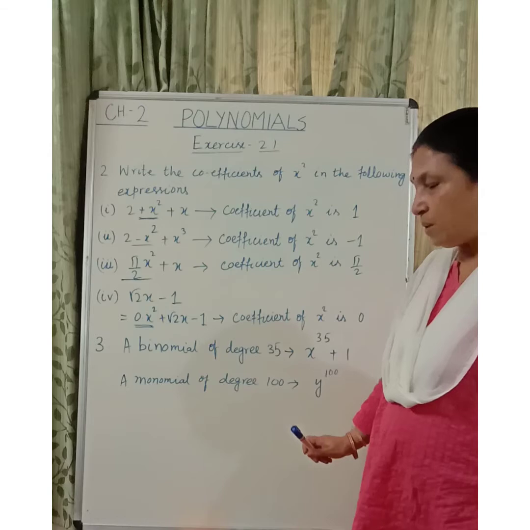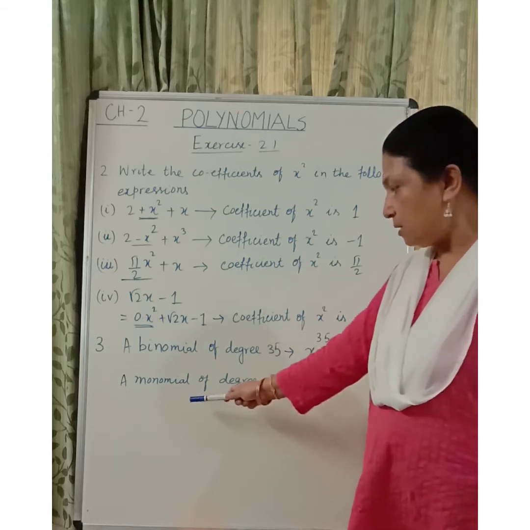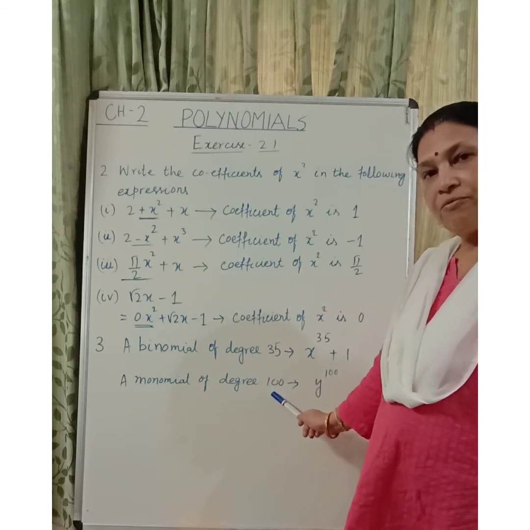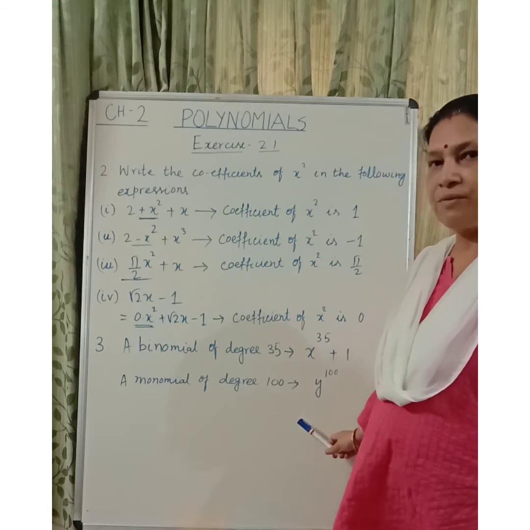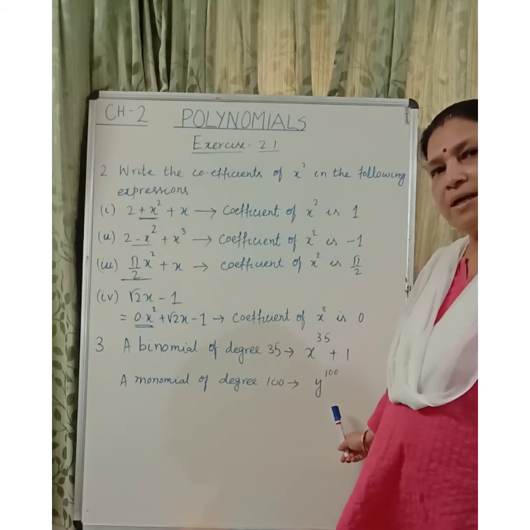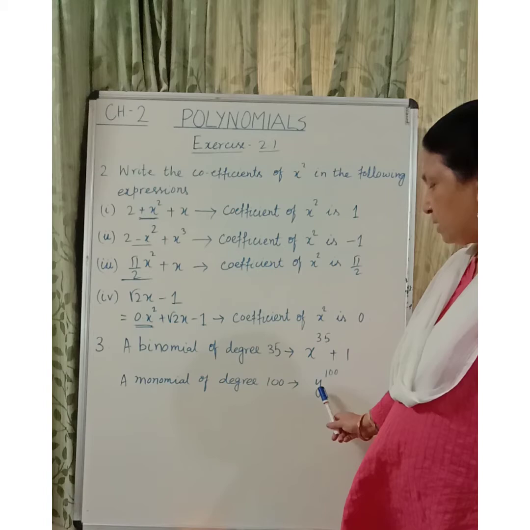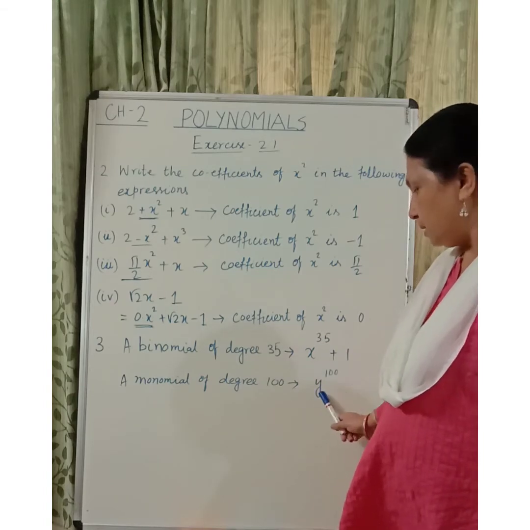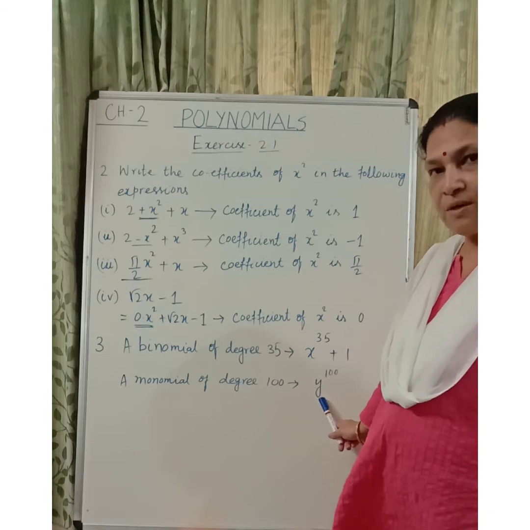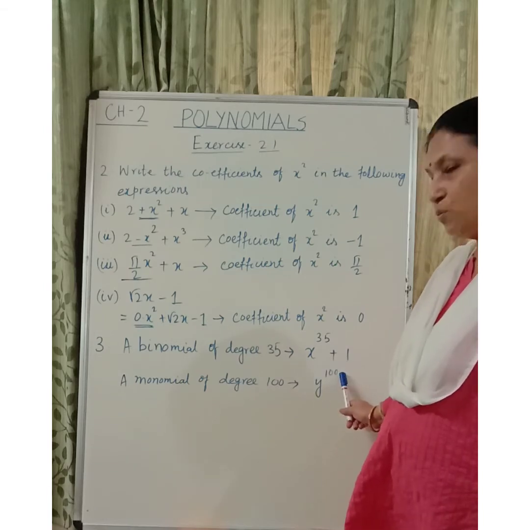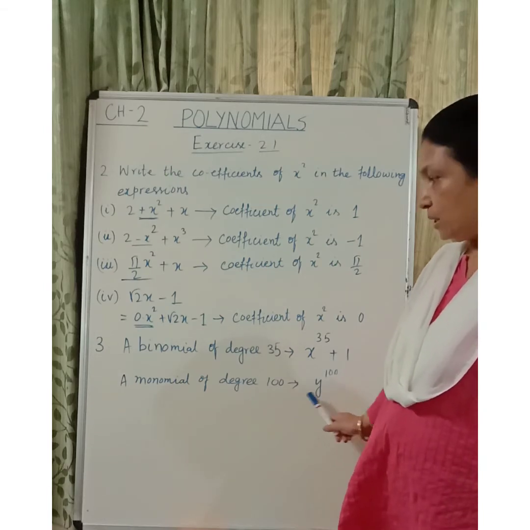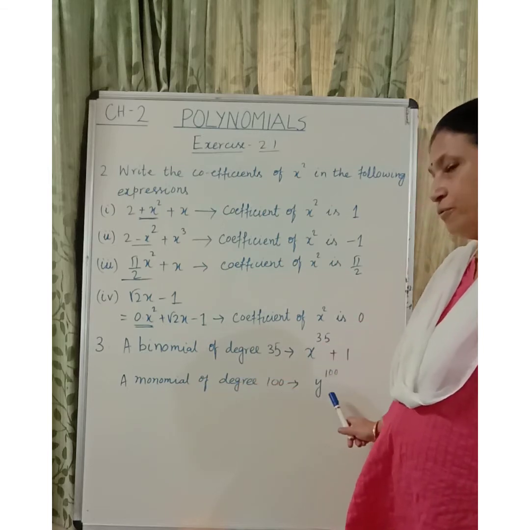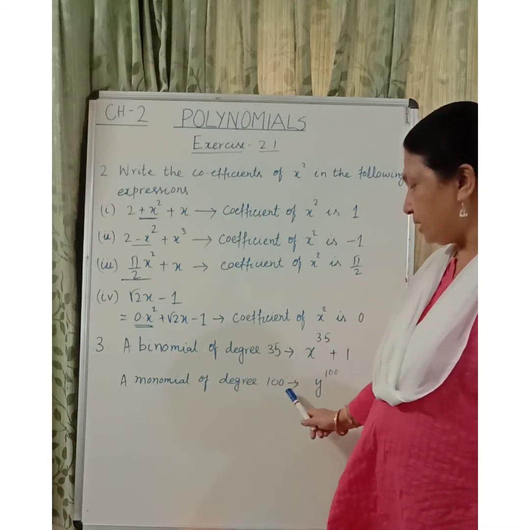Now next example, we have to write a monomial of degree 100. Variable, you can take any of this variable x, y, z, t, p, any variable. I have taken here y to the power 100. Just one term, so it is a monomial and degree of this monomial is 100. So it is one of the example of a monomial of degree 100.